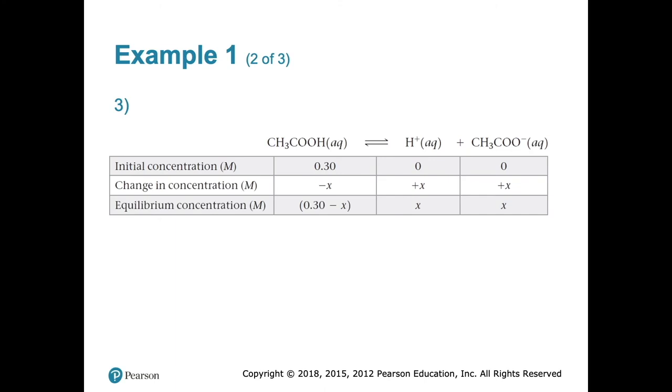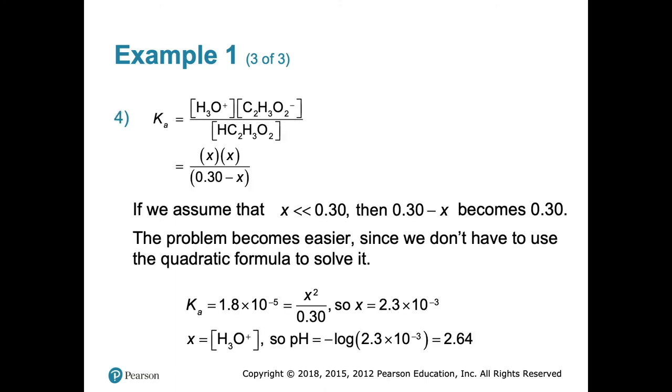Okay, that's helpful because now we can set this up, right? We can plug in our variables. We know that the hydronium ion concentration from the table was X. We know that acetate was X from the ICE table. And then we know that the acetic acid was 0.3 minus X, right?